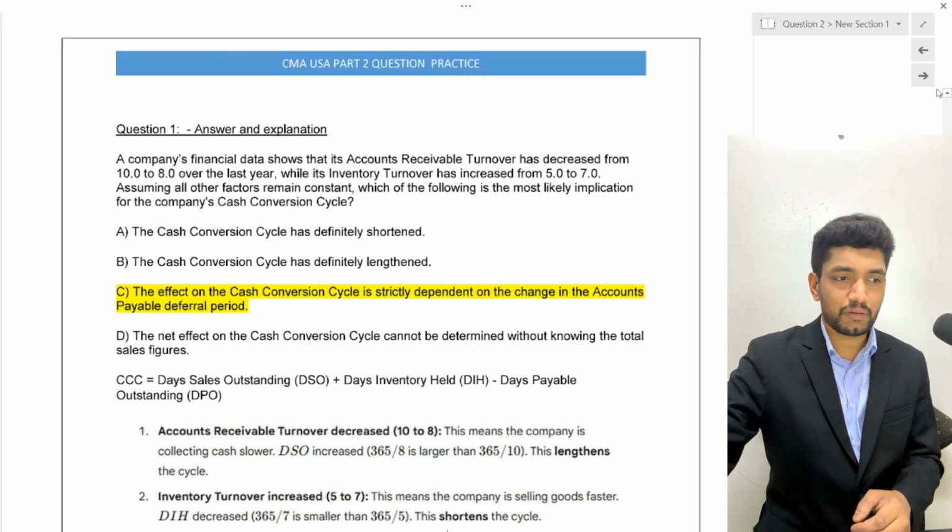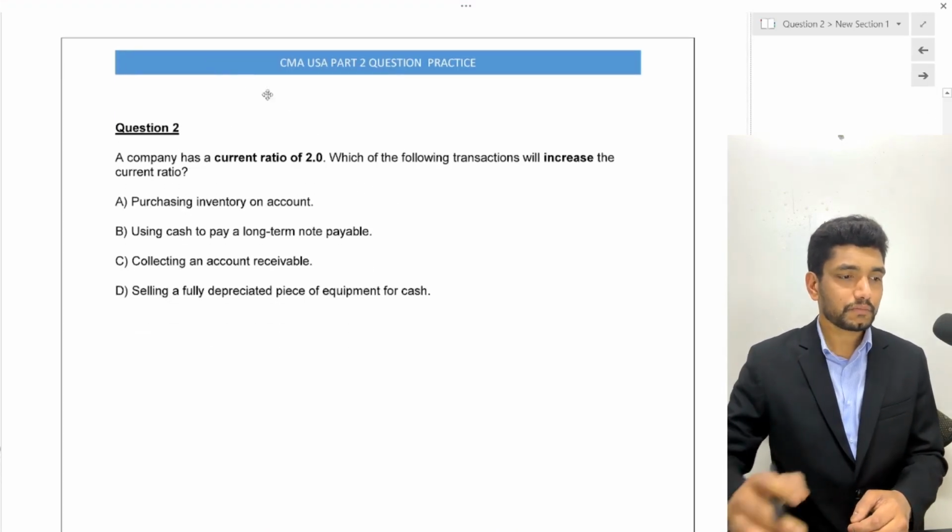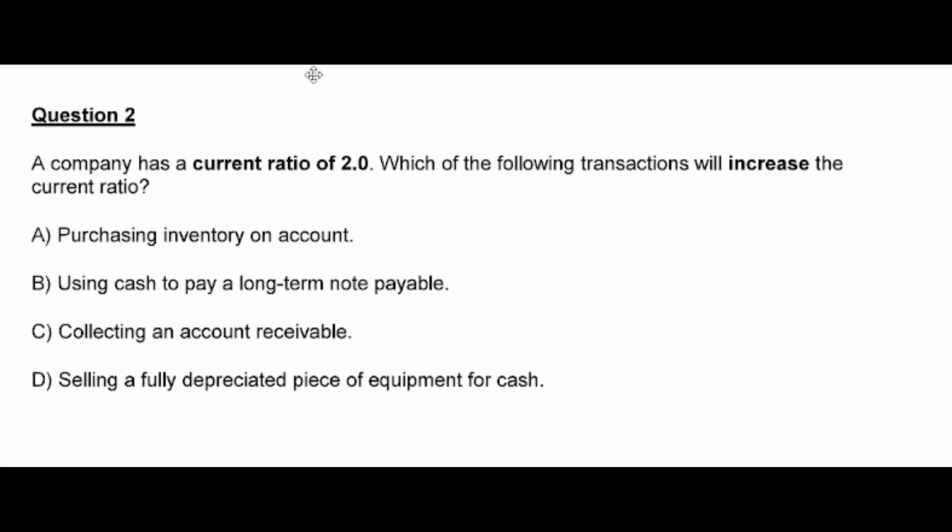So let's move to question number 2. A company has a current ratio of 2. Which of the following transactions will increase the current ratio? In questions like that, you have to put in an example. If the current ratio is 2, let's assume current assets are 200,000 and current liabilities are 100,000. In this case, it is 2. Then let's assume the cases one by one.